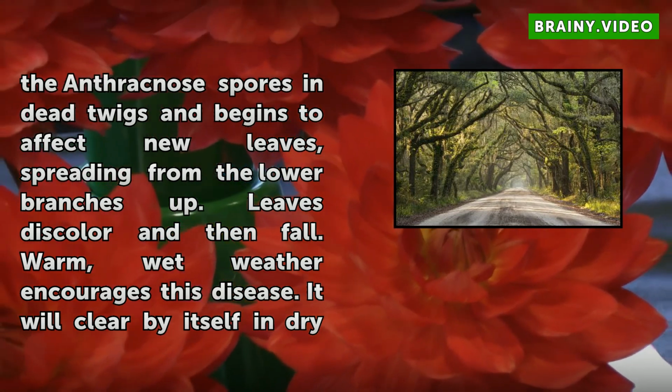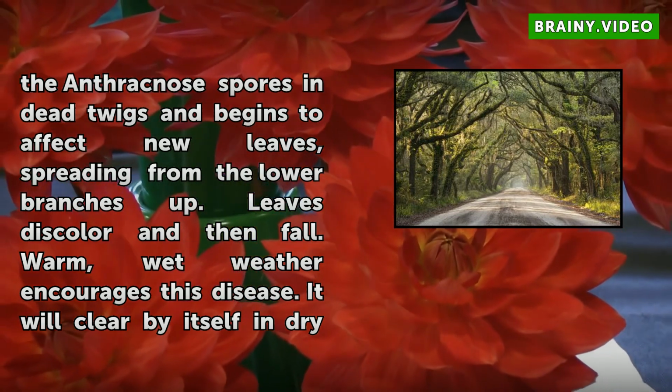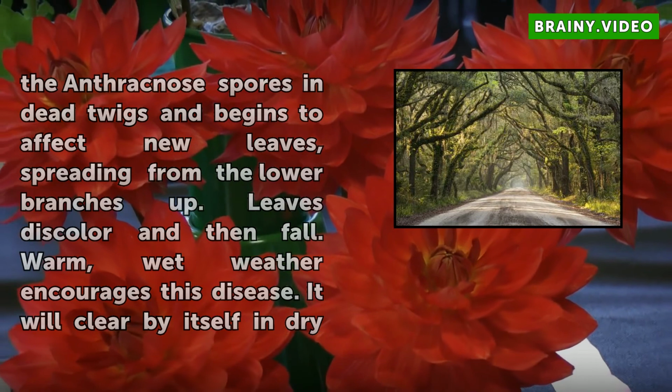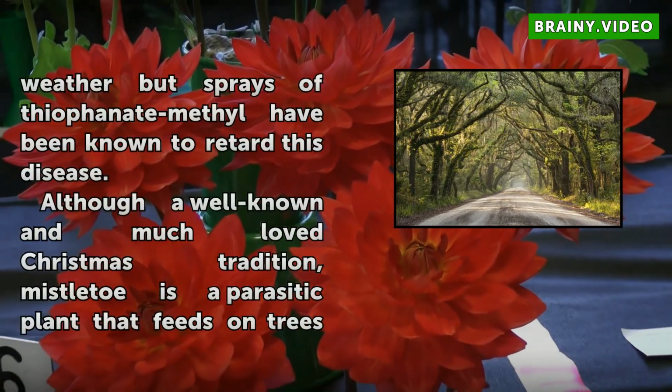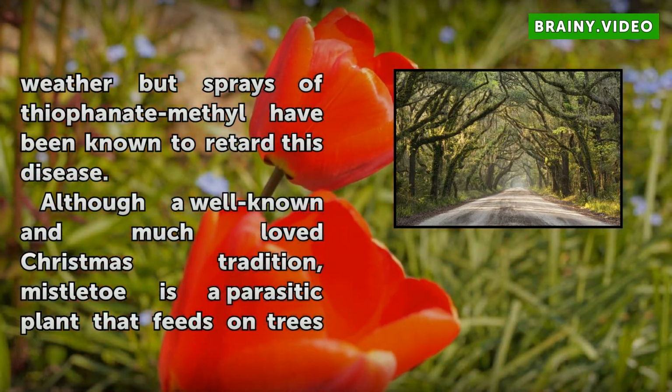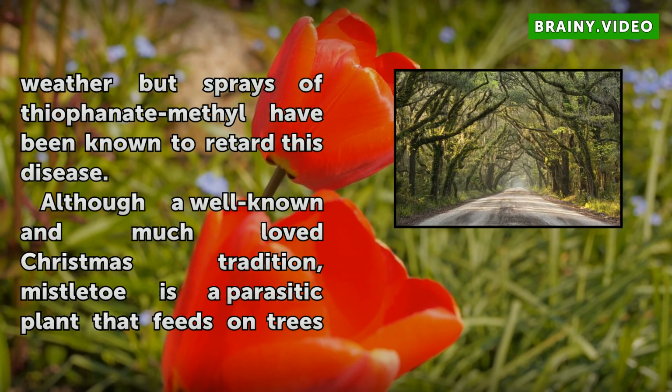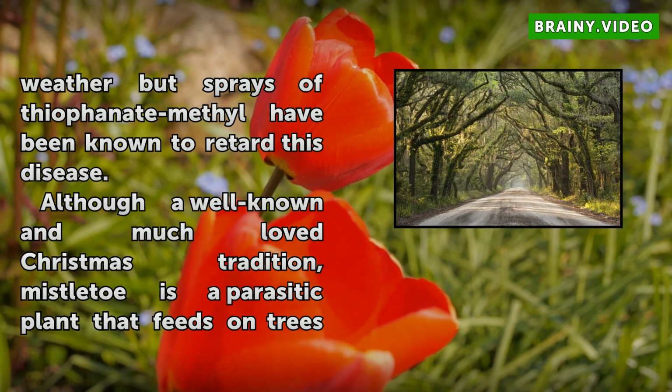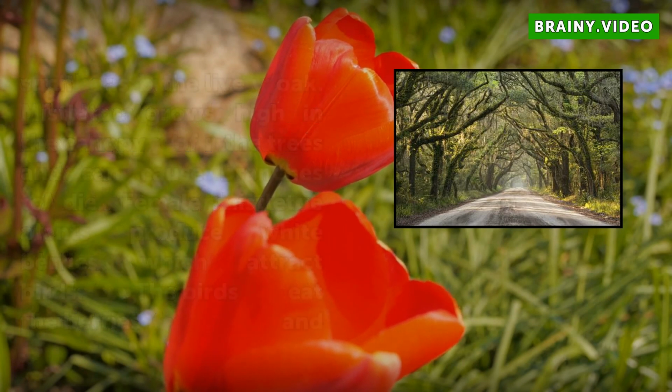Although a well-known and much-loved Christmas tradition, mistletoe is a parasitic plant that feeds on trees such as the live oak. Mistletoe grows high in the canopy of the trees and can cause branches to die. Female mistletoe plants produce white berries which attract birds. The birds eat the berries and subsequently spread the mistletoe to new trees.